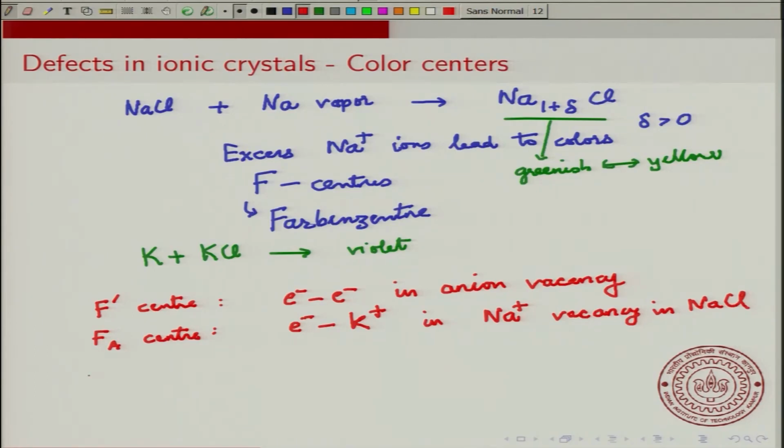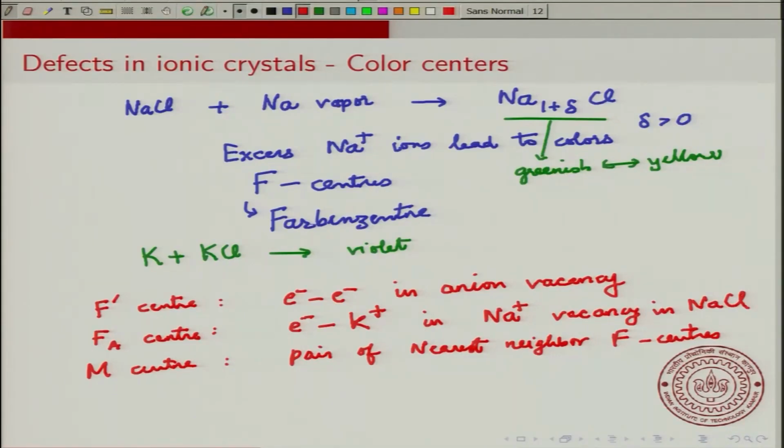Then there are things like the M center, which is a pair of nearest-neighbor F centers, and so on. You could also get things like R centers, F centers in perpendicular planes, and ionized centers, and so on.